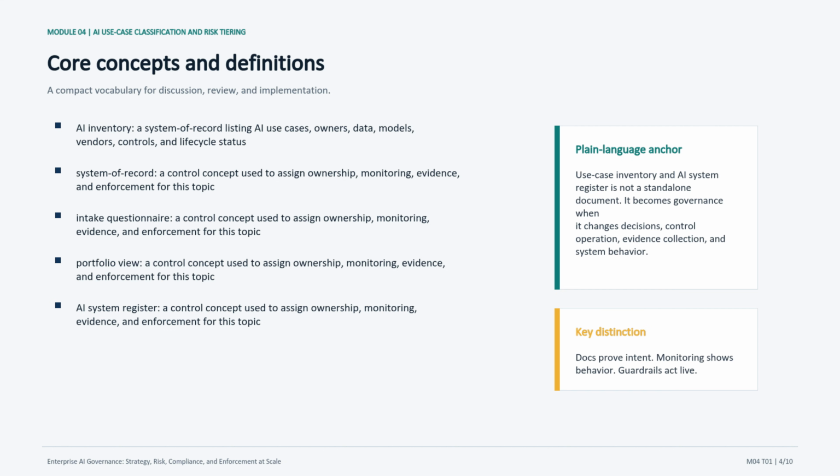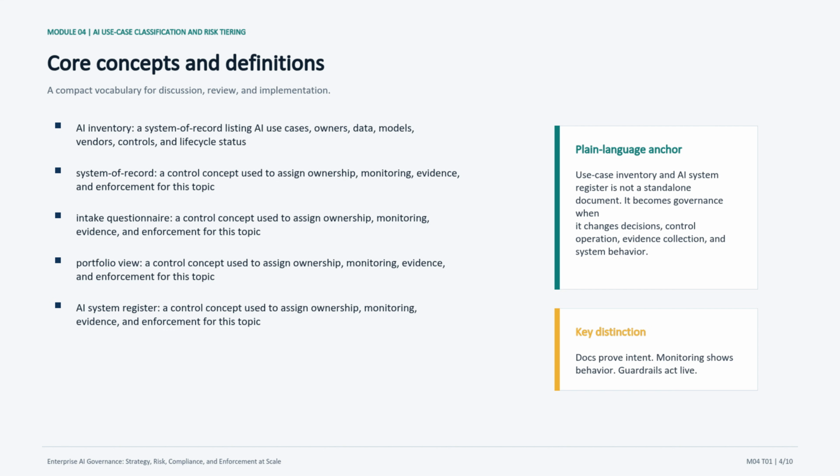Use case inventory and AI system register becomes governance only when it changes decisions, control operation, evidence collection, or system behavior. I also want to emphasize the distinction in the lower callout. Documents prove intent, monitoring shows behavior, and guardrails act live. Those three layers work together, but they are not interchangeable. Now that we have the vocabulary, we can turn it into a risk conversation.